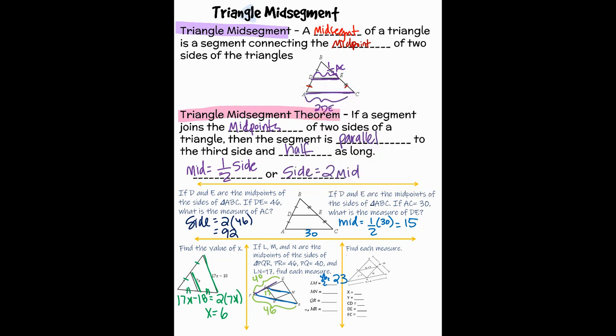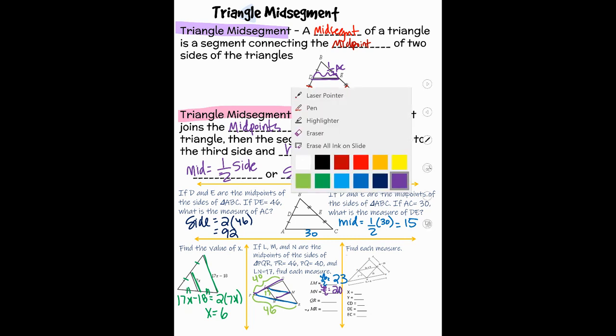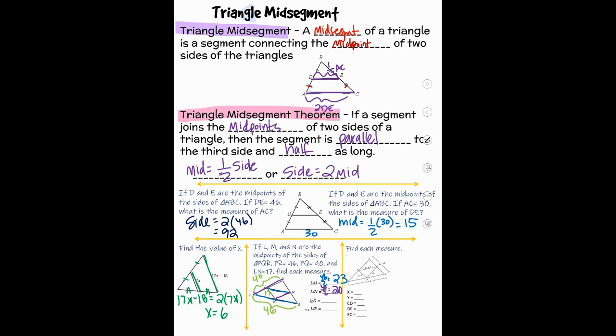Here's this side, PQ, and its related midsegment is NM, because those are the two lines that are parallel. So I'm going to take 40, divide that by 2, and that gives me 20. We have LN as this midsegment, and it relates to this side. Those are the ones that are parallel. So I'm going to take 17 times 2, and that is 34.